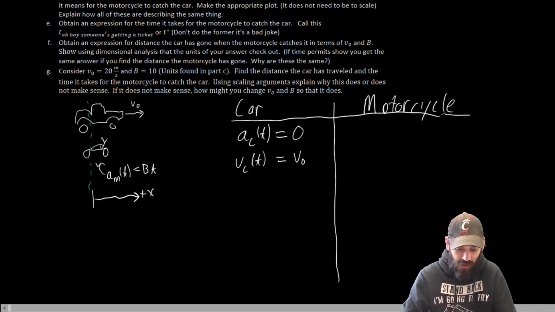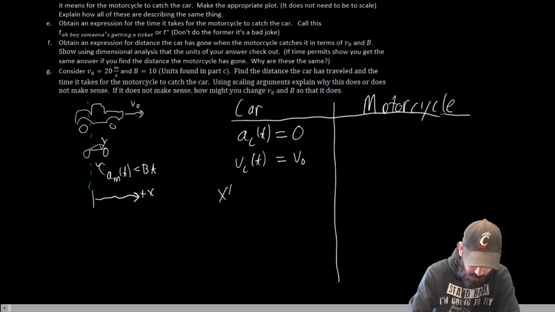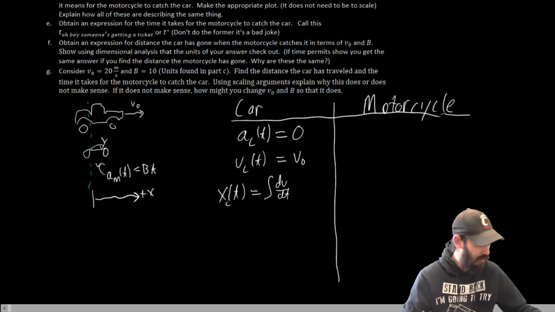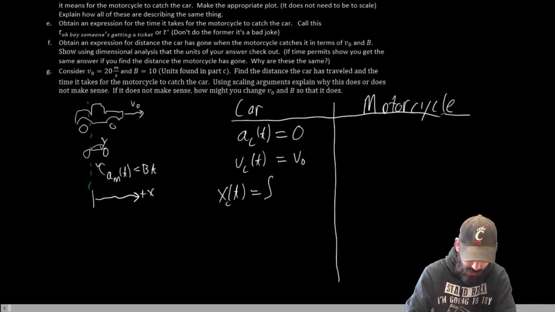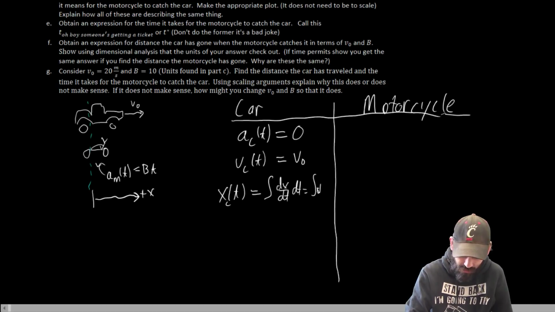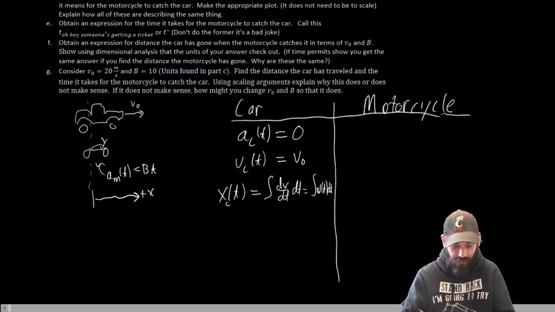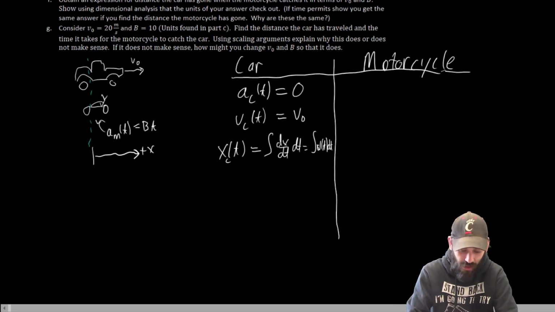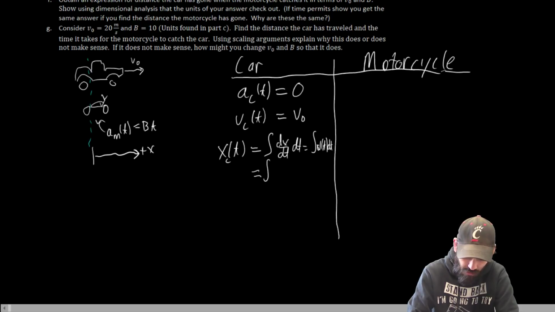And to obtain the position as a function of time for the car, we remember that in the last video we said that this was going to be equal to the integral of dx dt. Sorry, this is wrong. This is dx dt, which is equal to the integral of v of t dt. So what we can do is plug in our velocity. This is going to be the integral of v0 dt. And then we can evaluate.